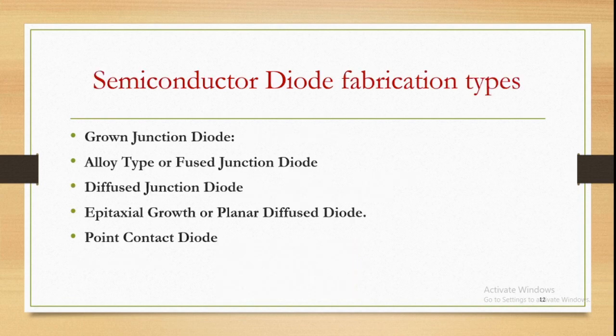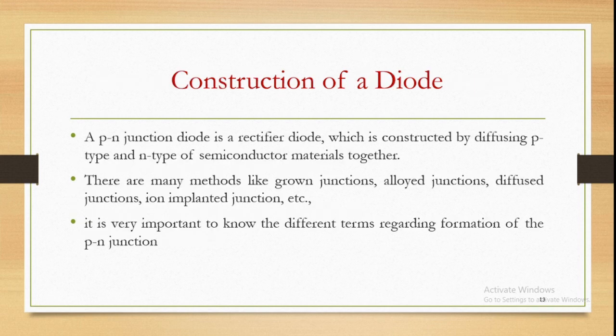We have seen that we can form a semiconductor diode using different fabrication techniques. Anyone of these can be used. We can have the grown junction technique, the alloy type or fused junction diode, the diffused junction technique, epitaxial growth or planar diffused diode, and lastly the point contact diode. Any of these fabrication techniques can be used to create a diode.